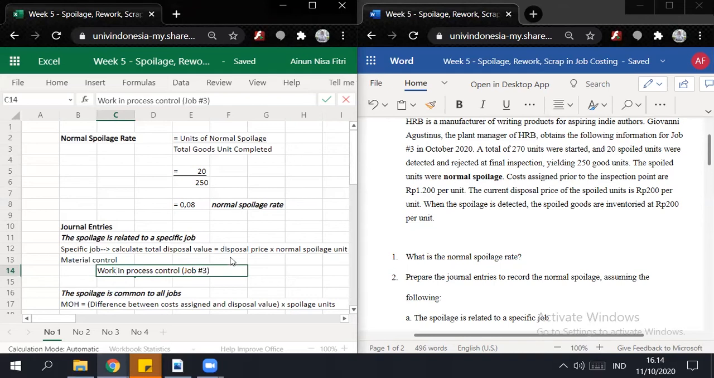For the numbers, just like I said before, it is the disposal price, which is 200, times the normal spoilage units, which is 20. Therefore, materials control on the debit side is 4,000, and work in process control is also 4,000.